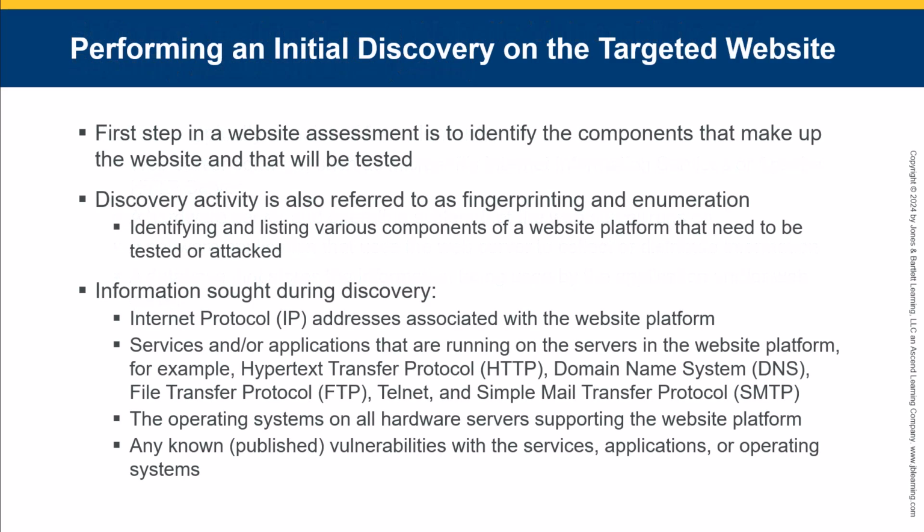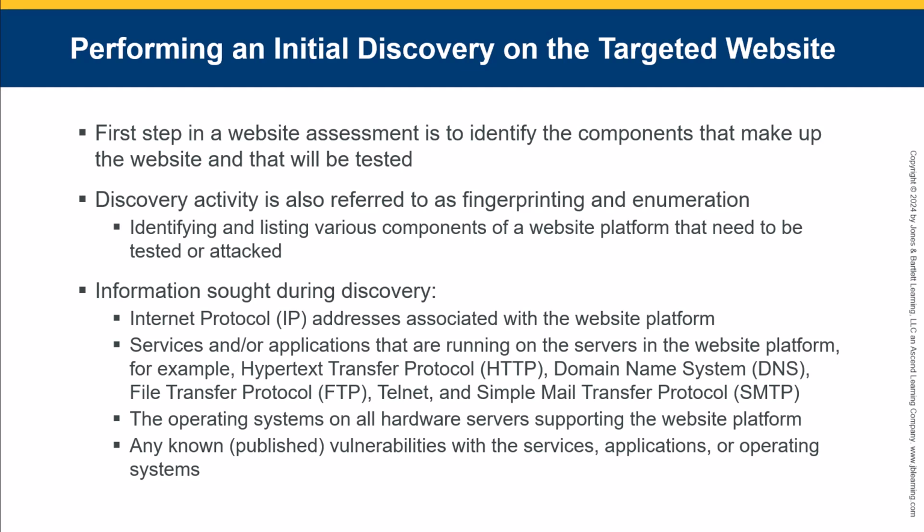Performing an initial discovery on a target, we need to first understand what website we're going after, and whether we have permission. The website assessment needs to identify the components that make up the website that will be tested. They need to verify permission and verify scope. Discovery activities also refer to fingerprinting and enumeration, and this will be used to identify and list various components of the web platform that will be targeted.